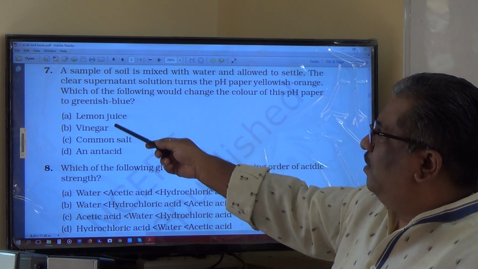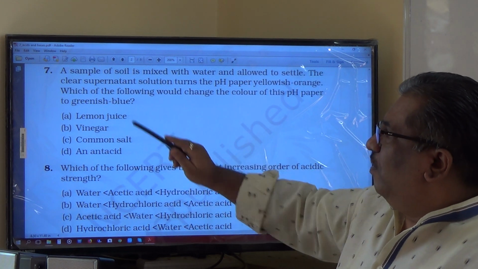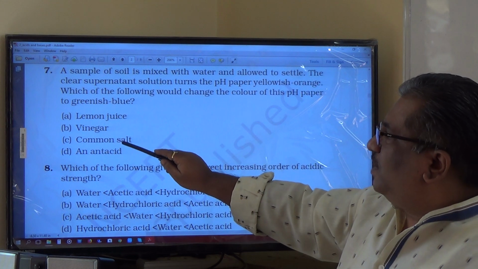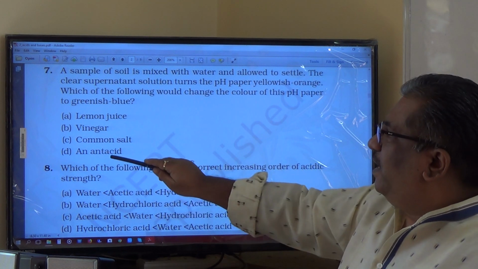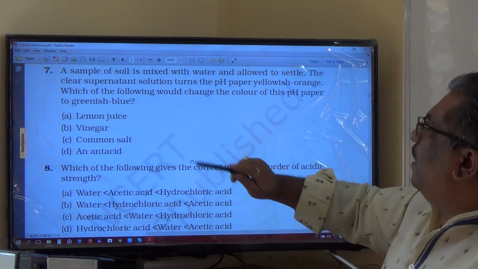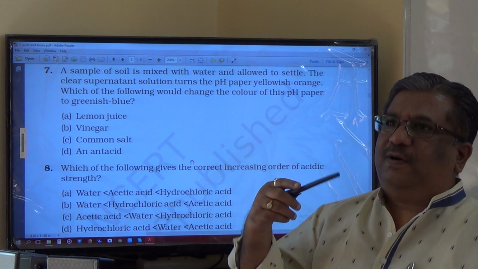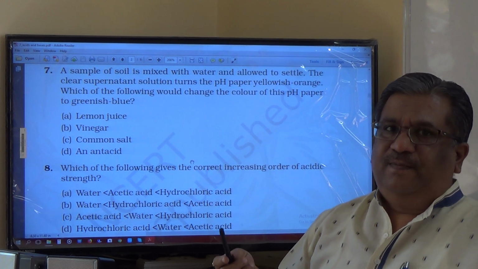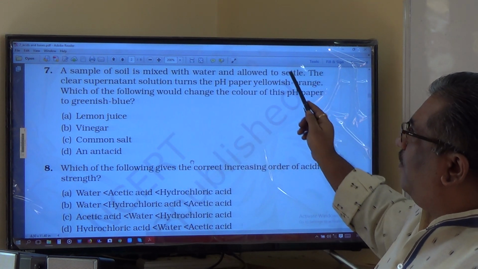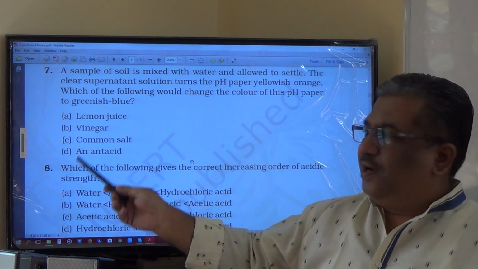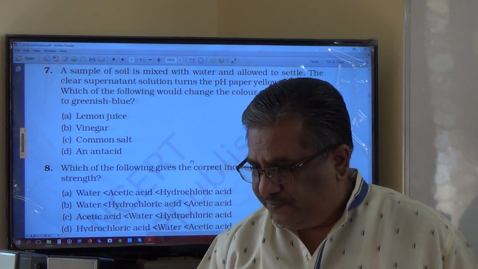Lemon juice? No. Vinegar? No, because both are acids. Common salt? Common salt is a neutral salt. You must remember, no effect. An antacid? Yes, baking soda. Baking soda acts as an antacid. So antacid is the one which will bring the yellowish orange color of the solution to greenish blue. Answer is D. Next.